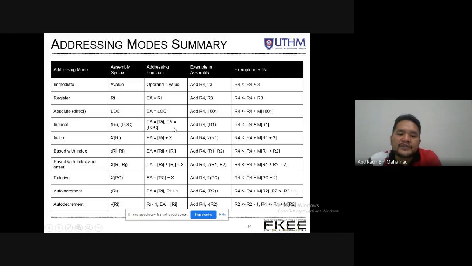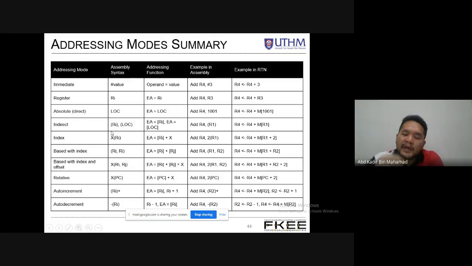Indirect. So the register R1 holds the address of the location. That means you need to check the address at R1, then do the operation with R4, then later you store at R4. So this is all the modes that are involved.